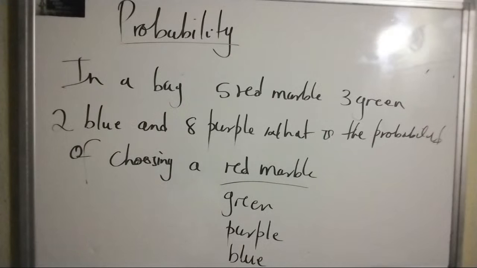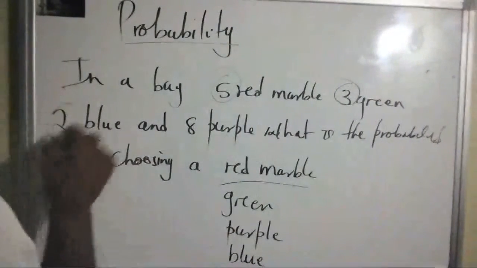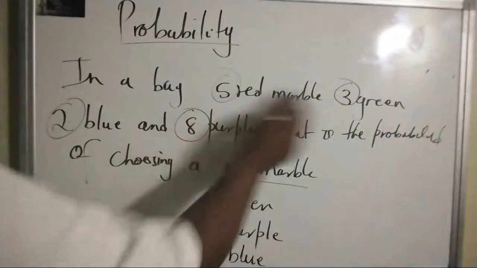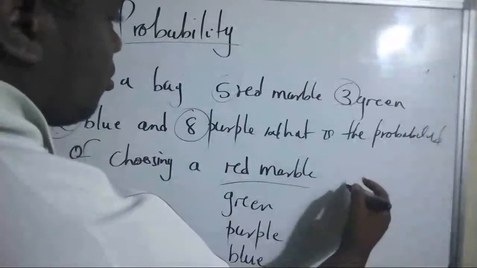Alright, so the first thing we need to do, very good. I see you guys add up and get 18. So that's the first thing, right? We need to know the total number of marbles in the bag. So we have 5 plus 3 plus 2 plus 8. So this is 8, 10, 18. So our denominator would be 18.